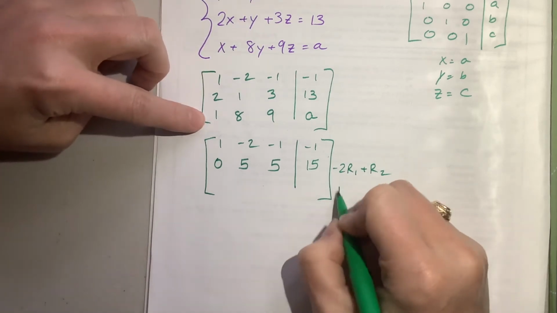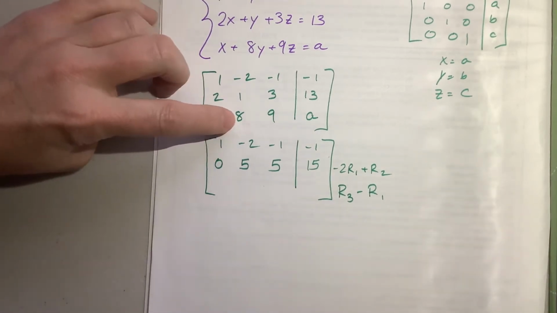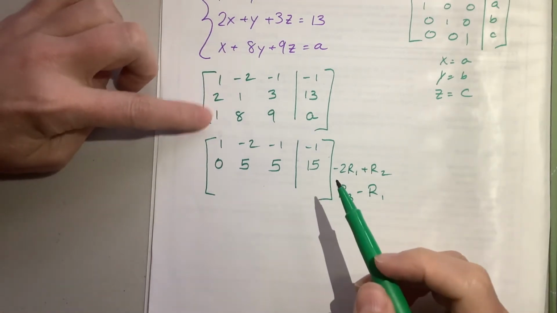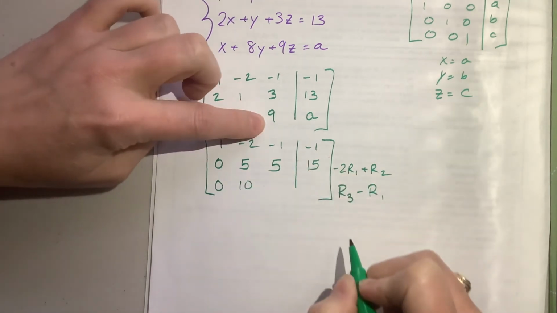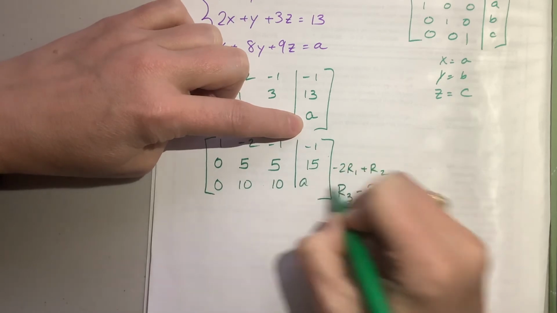Okay, so in this one, what do I want to do? Let's do row 3 minus row 1. So this minus this. I did that because then I can have a positive value here, but whatever. Okay, 1 minus 1 is 0. 8 minus a -2 is 10. 9 minus a -1 is 10. And then I have A plus 1.